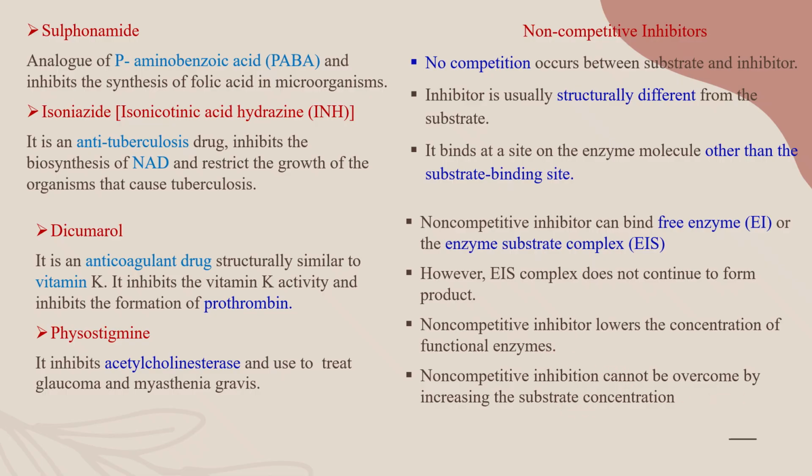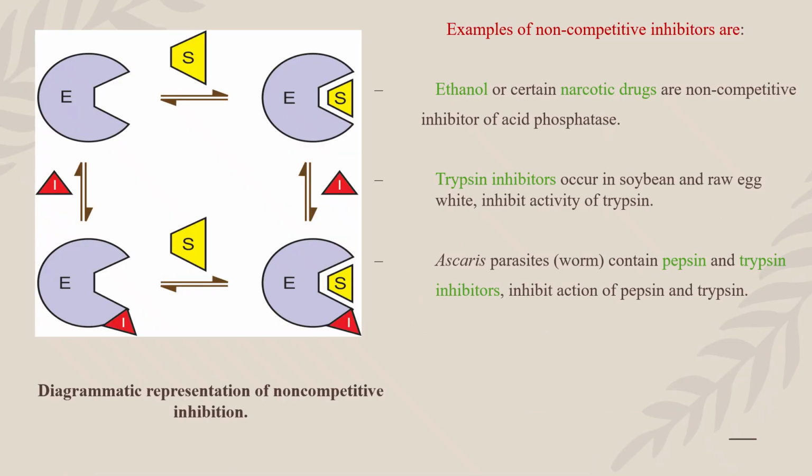Non-competitive inhibition cannot be overcome by increasing the substrate concentration. That's the reason, because there is no such competition between the substrate and the inhibitor. So you can better understand from this particular diagram. This is the substrate and this is the actual site of binding to the enzyme, and this is the inhibitor. So instead of binding at the actual substrate site, it binds at another site, and that's how it is arresting the synthesis of product.